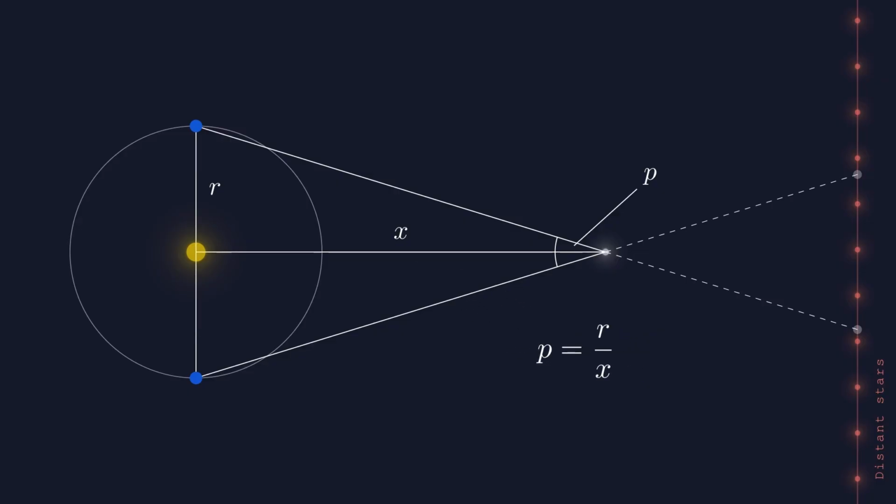Now, this is a great method to use, but a major issue is already clear. What about the distant stars? What if I want to know how far away these stars in the background are? Stellar parallax simply isn't useful for extremely large distances. Instead, we need another method.